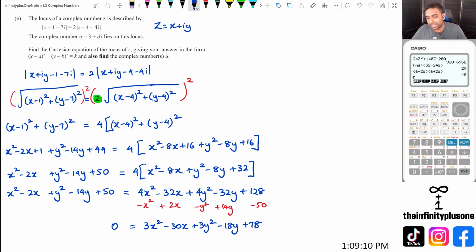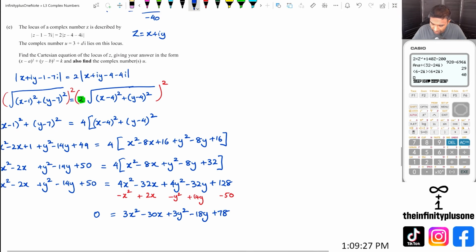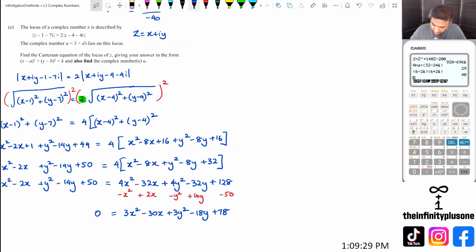Okay, so now we've got this situation here, right? And what we do know is that this has an x squared and y squared, so this is definitely a circle. Now, if you're not comfortable completing the square, I'm going to show you a hack after this, but I'm going to show you the long method first. And then after that, I'm going to show you the hack as well on your graphics calculator.